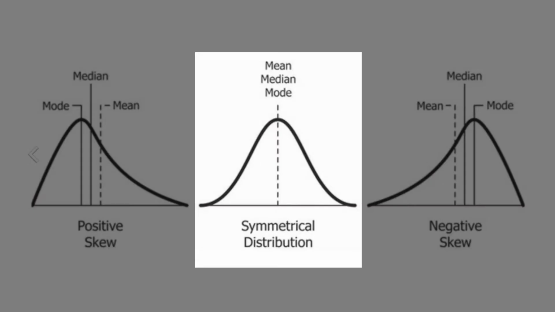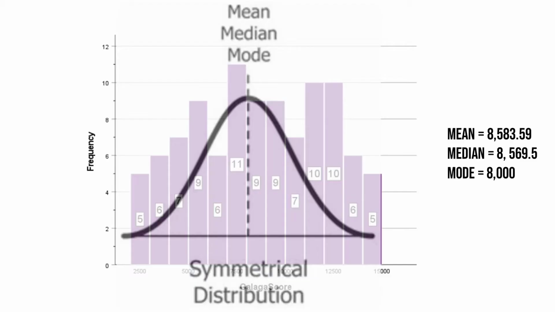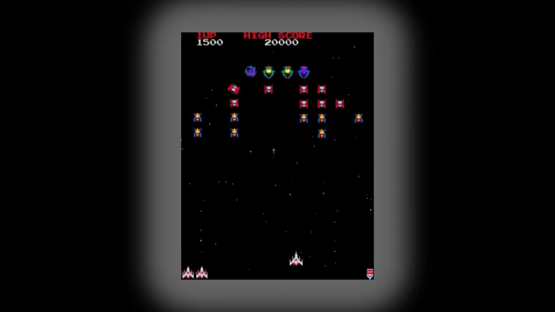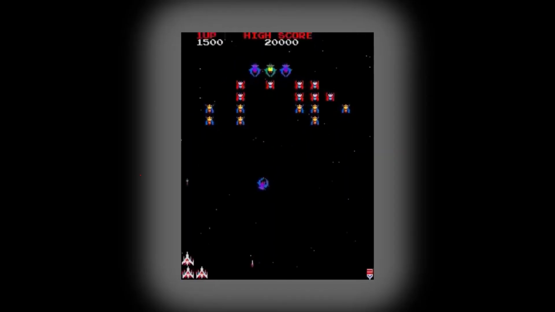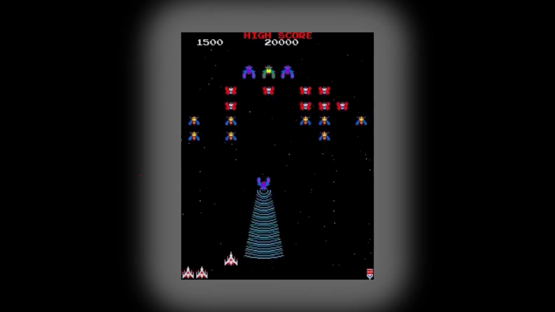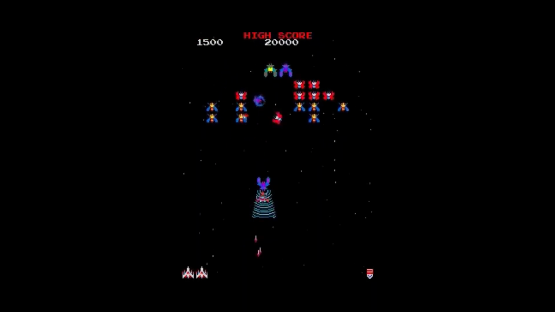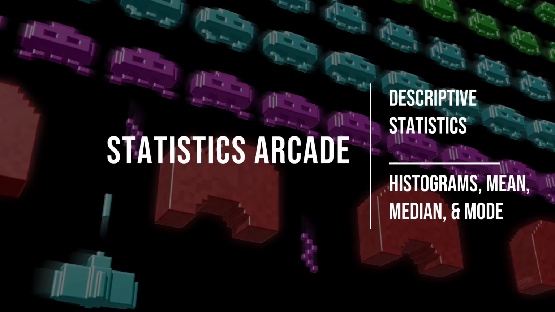Remember how, in a symmetrical distribution, the mean, median, and mode all line up? We can see that in our imaginary data set, the mean, median, and mode are all close to 8,000 Galaga points. That wraps up our deeper dive on measures of centrality. I hope our video game example has helped you better understand visual displays like a histogram and measures of centrality like the mean, median, and mode.